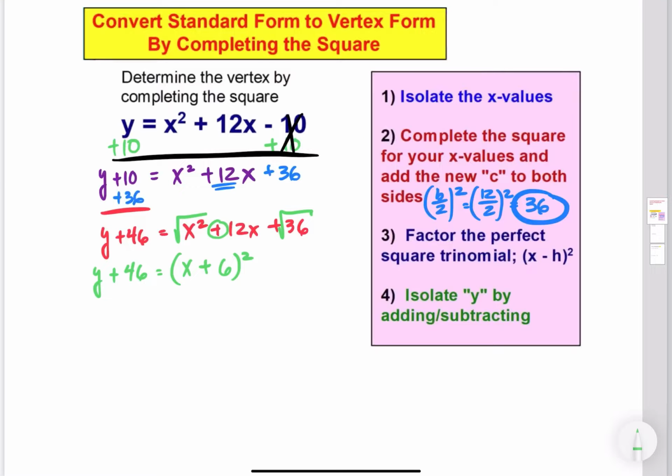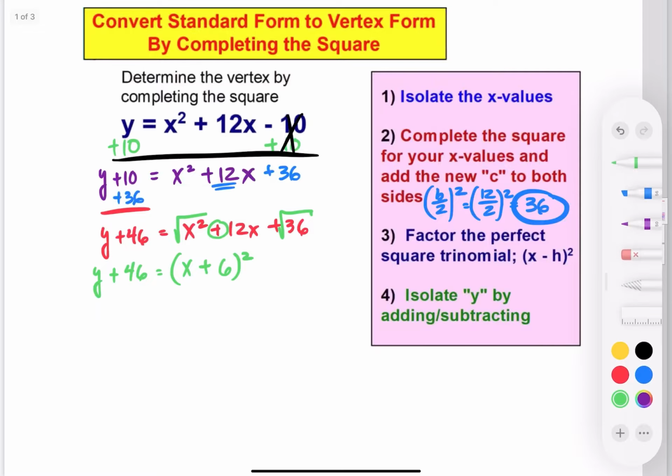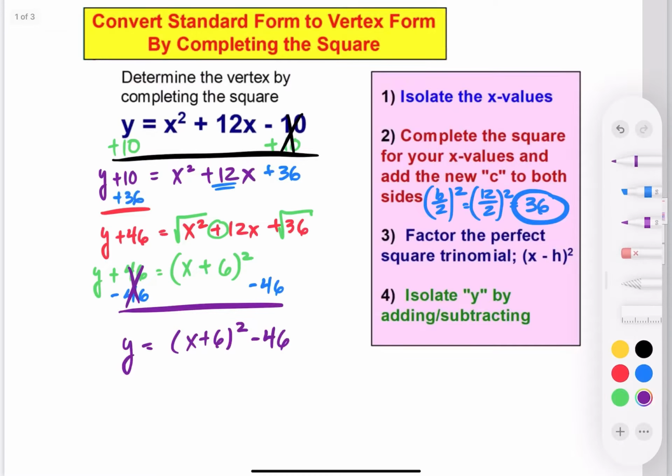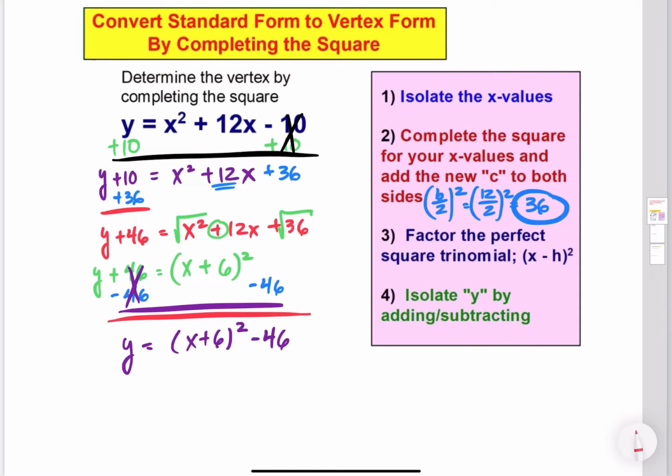Now we're almost done. All we've got to do is get y by itself. And to get y by itself, we need to subtract 46 on both sides. Now the 46's on the left will cancel each other out. And now we have our equation, y is equal to x plus 6 squared minus 46. Now this right here is our vertex form. So now we just converted our standard form into vertex form.